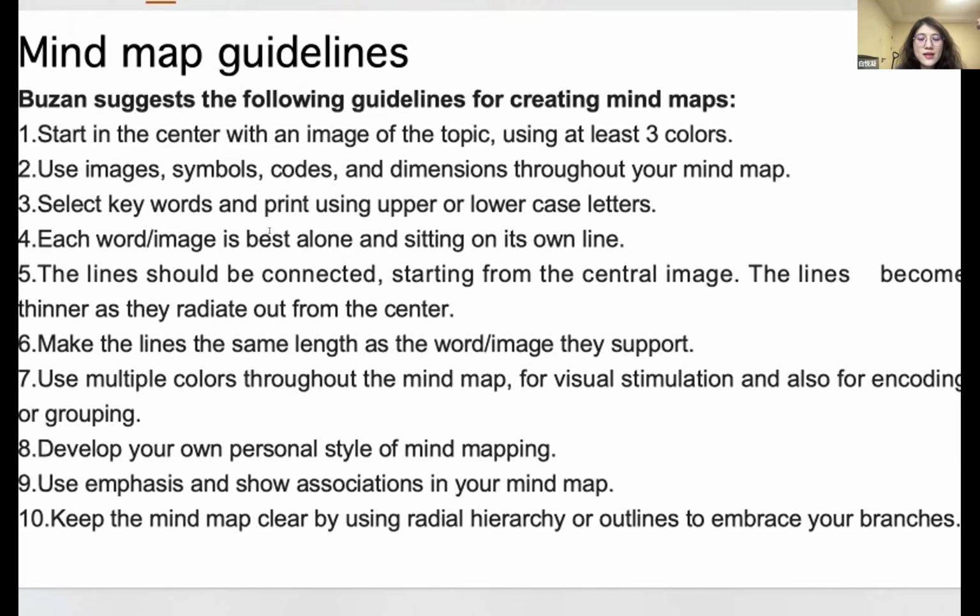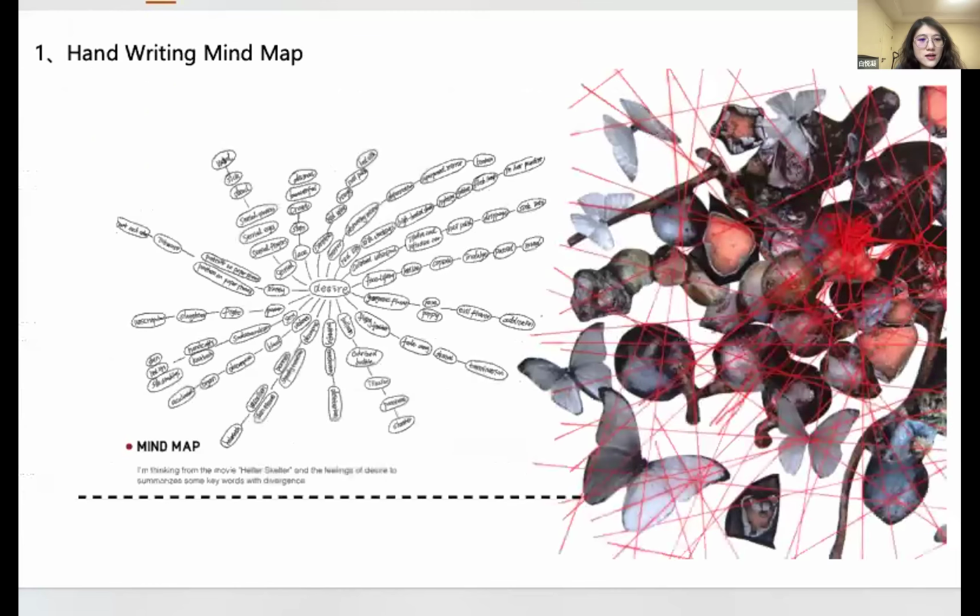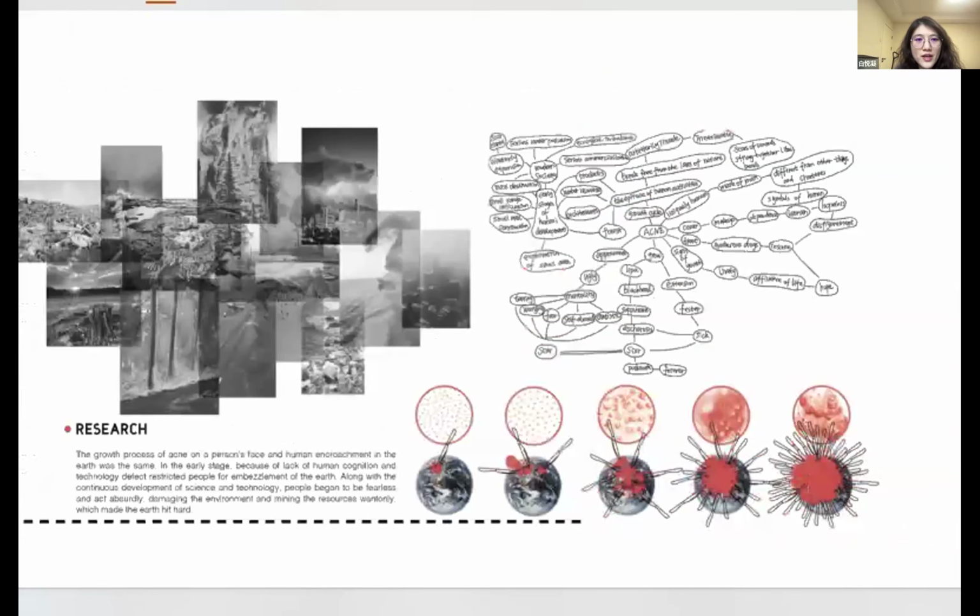Select the keywords and print. Use upper or lower case letters; I think either is okay. I won't go through it step by step, just screenshot it and follow along. For example, you just need a sheet of paper and a pen to start. You could also use a photo collage, which helps you be more visual and clarify more.